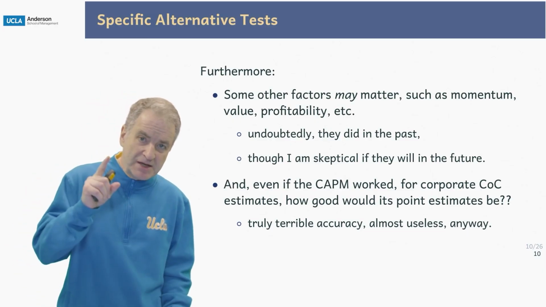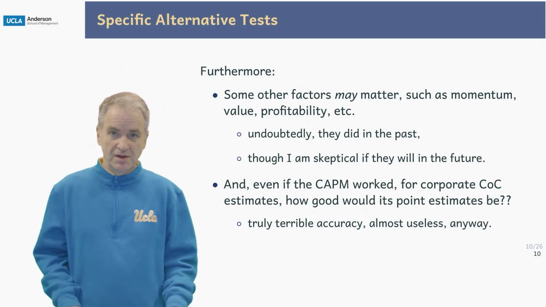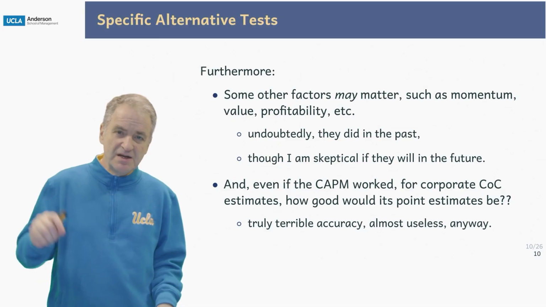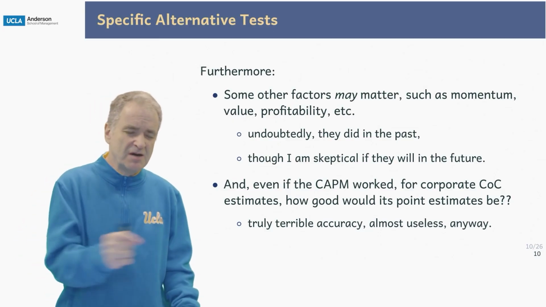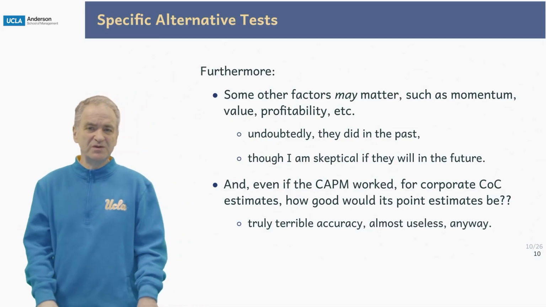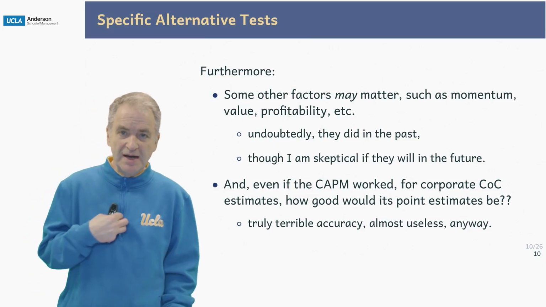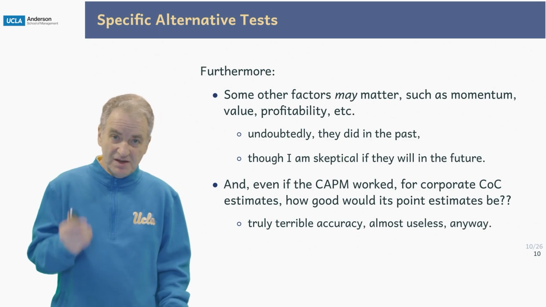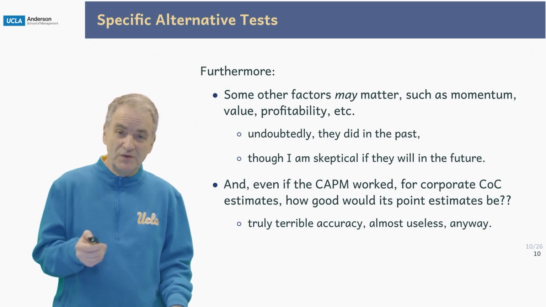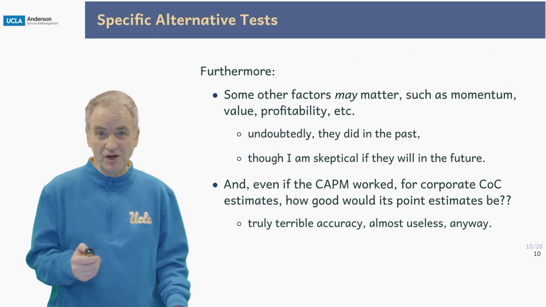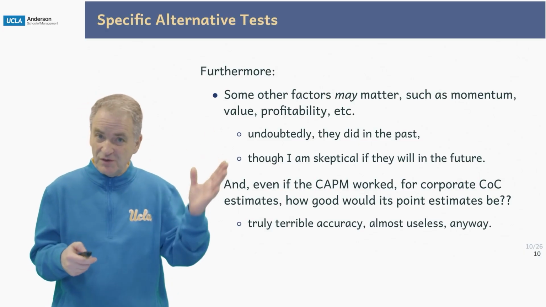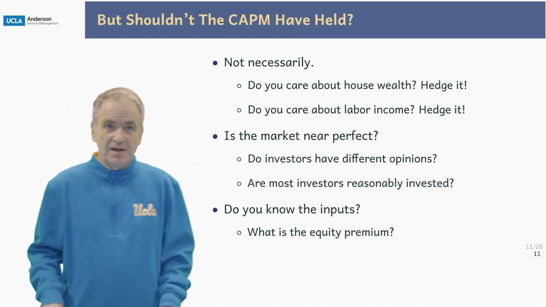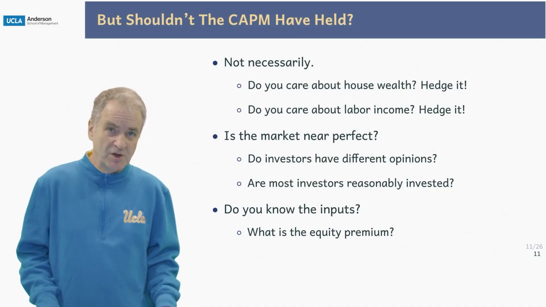And even if the capital asset pricing model did work, for these corporate cost of capital estimates, the point estimates would be lousy. They would have terrible accuracy. It would be almost useless anyway, which is why I like a beta of 1 on everything. If you tell this to an interviewer, make sure to qualify it and to describe that you know what you're talking about. And this is not just pulled out of a hat because you were too lazy to study the capital asset pricing model.